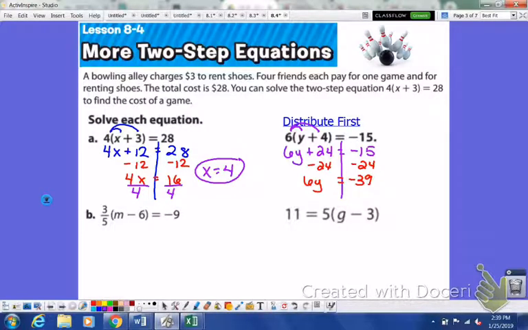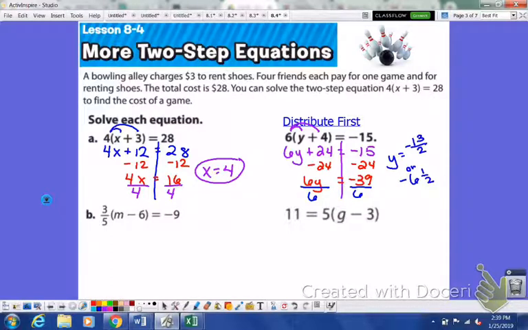Then we take care of our multiplication and division. They were multiplying, so now we divide both sides by 6. And we get y equals, well, we could reduce this, both divisible by 3, so negative 13 over 2. Or you could also write negative 6 and a half. Sorry about that.